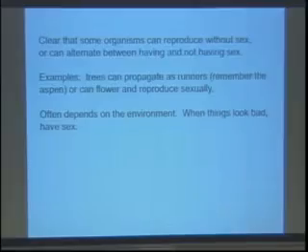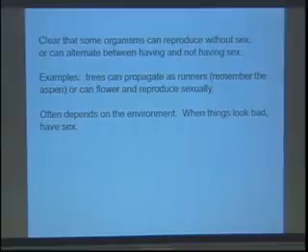Okay, so it's clear, though, that some organisms can reproduce without sex, or they can alternate between having and not having sex. So think back to that tree example we gave you of that grove of aspen that I said was actually one giant organism, because it had reproduced just by running root runners, having more and more trees that could be separated and would be separate trees. It could also reproduce by a normal sexual mode. And so you find many organisms can reproduce either way.